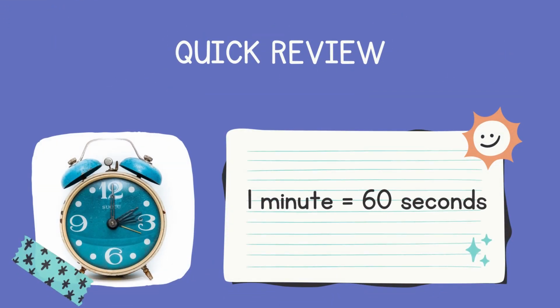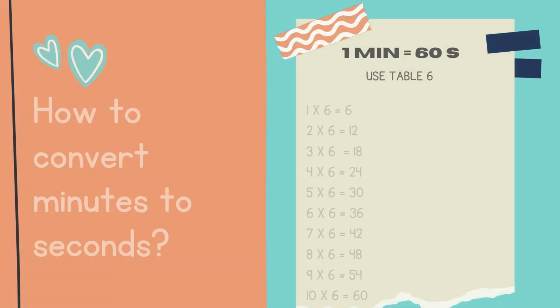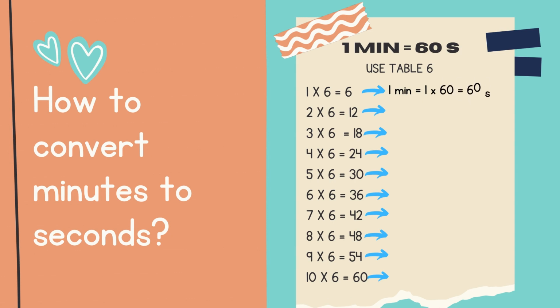Okay, just a little bit of quick review. As you have learned on Thursday, 1 minute is equal to 60 seconds. So throughout this lesson, I want you to keep this in mind, okay? 1 minute is equal to 60 seconds. Now, how do we convert minutes to seconds?